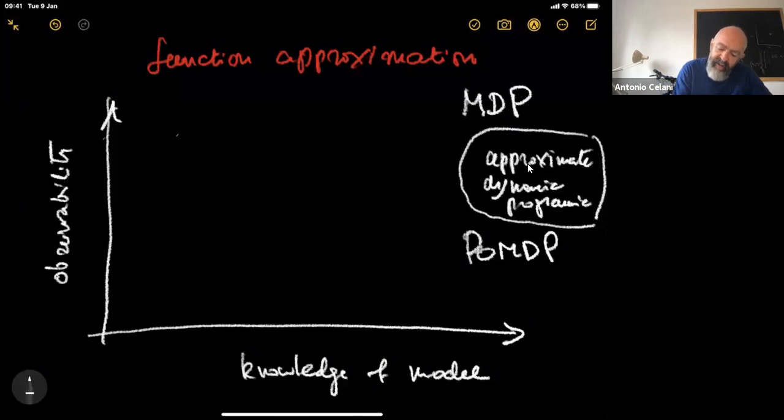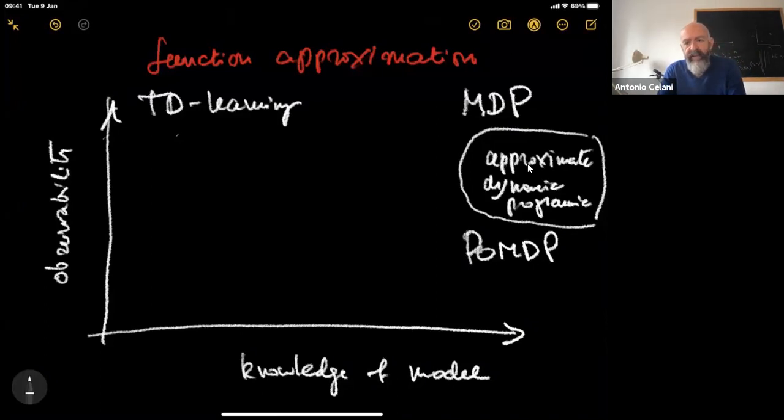So from this side of the graph, we then moved up here when we discussed temporal difference learning, both for prediction, that is to compute the value of a function without a model, and for control, such as SARSA and Q-learning as typical examples, or expected SARSA as well, etc.